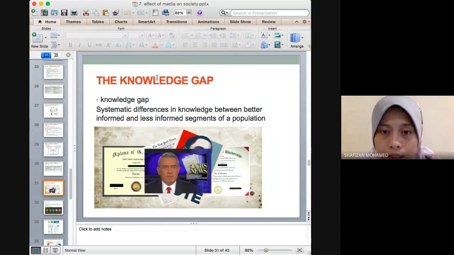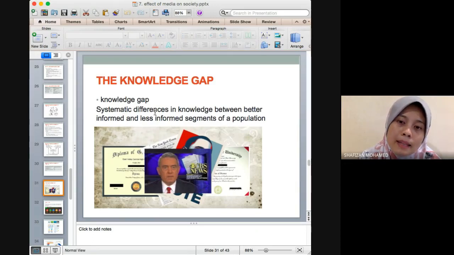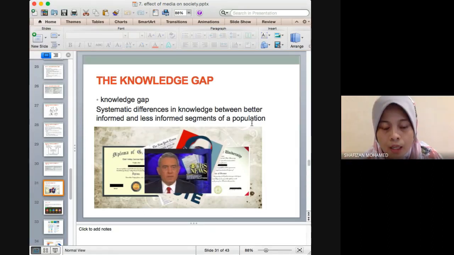So another theory, when we talk about the influence of media on society, is the knowledge gap theory. What is this knowledge gap theory? So this knowledge gap theory says there is a systematic difference in knowledge between better informed and less informed segments of the population. So it is said knowledge comes from the media, right? Information comes from the media. People in a particular society, those who have more access to information, will become more privileged.